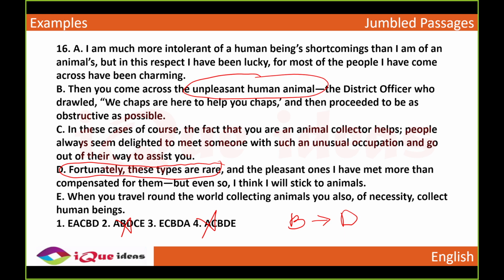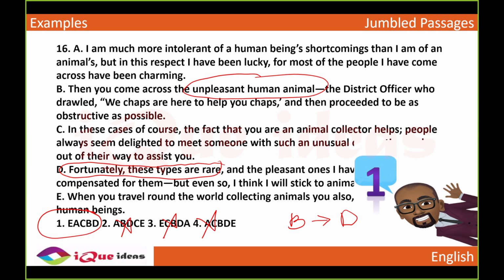A is a generic thing which says that first, most of the time I have come across charming people, but then there are certain people who are unpleasant. You always talk about the good and then you talk about the bad. So A coming before makes sense. So A at the end, not so much, leaving us with 1 as the answer. So best option in this case is E, A, C, B, D. You talk about good things, then you say, but some are bad. Fortunately, the bad things are rare. That's a general sequence in which you express your emotions.